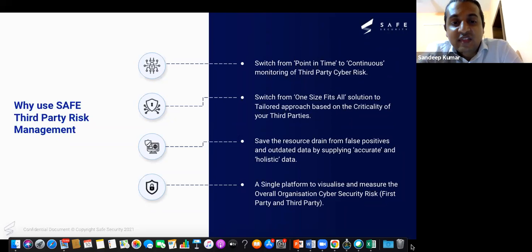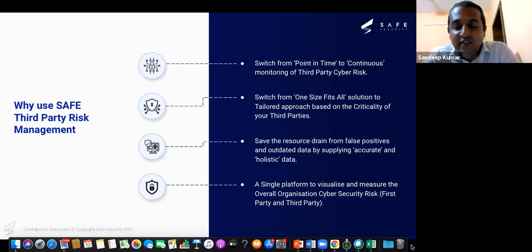And obviously, if you bring in the comprehensive data, which is based not only on the external assessment but also on the inside-out assessments of the organizations, and bring in more relevant and accurate data, it basically helps organizations save the resource drain and work on more accurate and holistic data, and work towards mitigating the risk they're inheriting from the third parties.